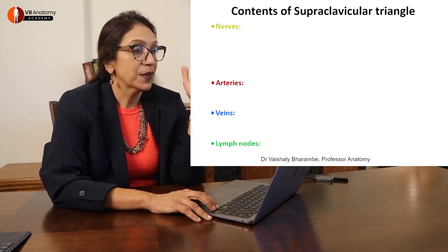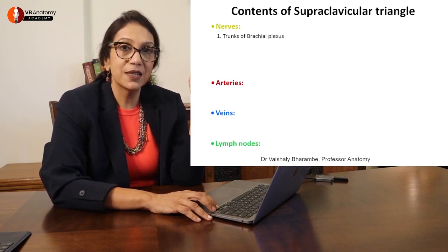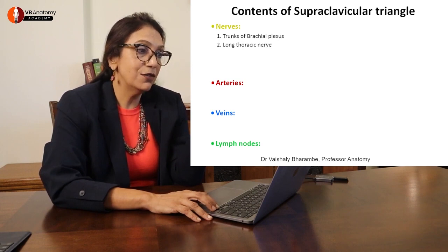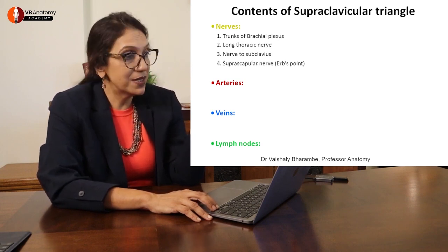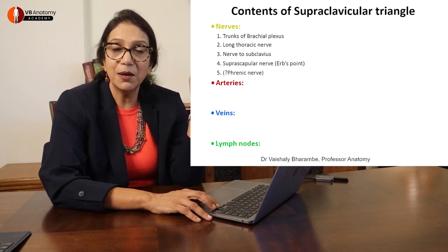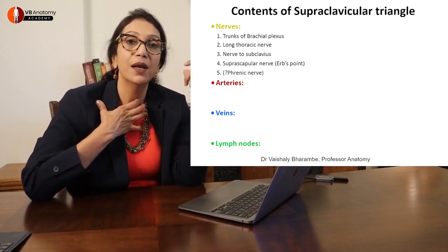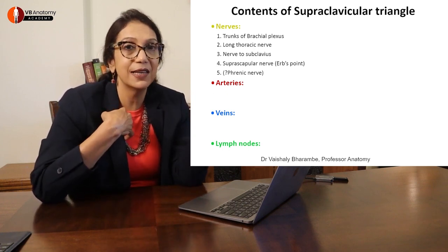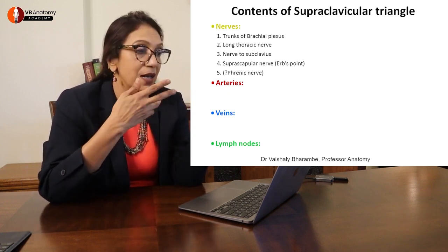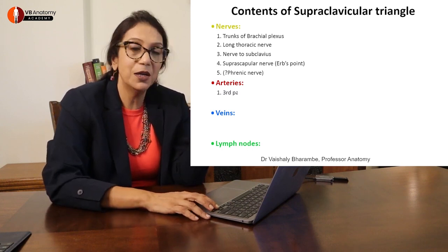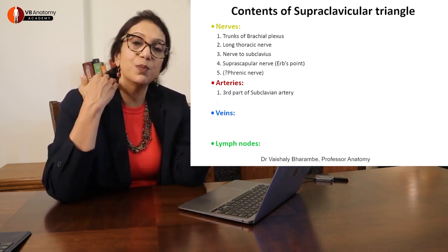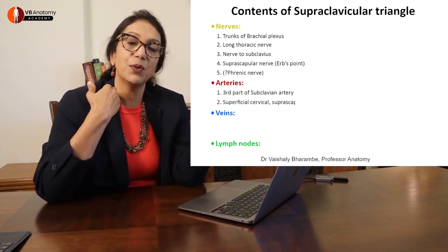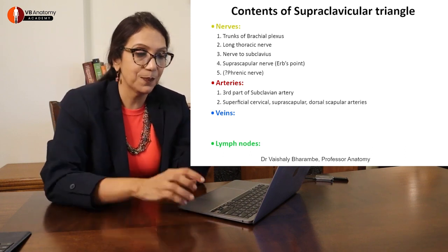The nerves are trunks of brachial plexus, the long thoracic nerve, nerve to subclavius, suprascapular nerve. Please observe I have written phrenic nerve here. Sometimes if you really dissect well, you might land up exposing the phrenic nerve which is crossing the scalenus anterior from across. Arteries you already know are third part of subclavian artery, superficial cervical, suprascapular, dorsal scapular arteries.